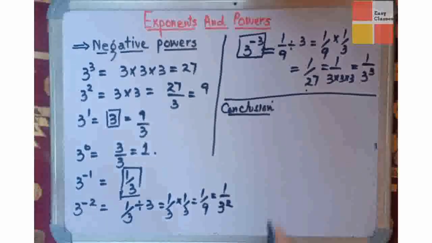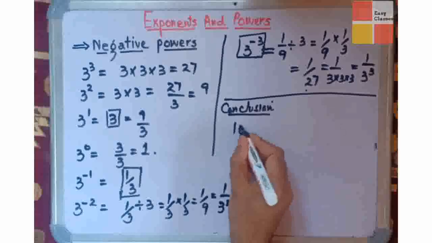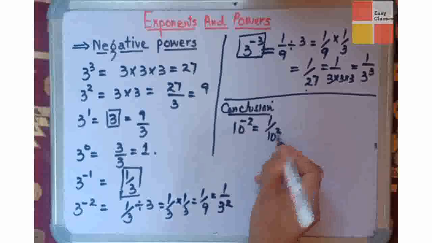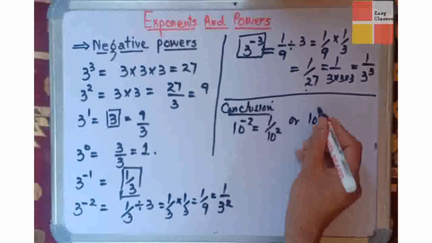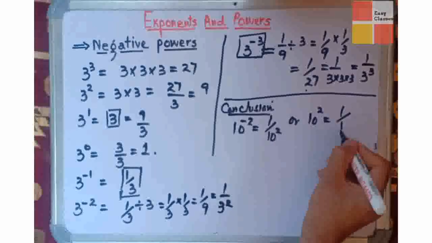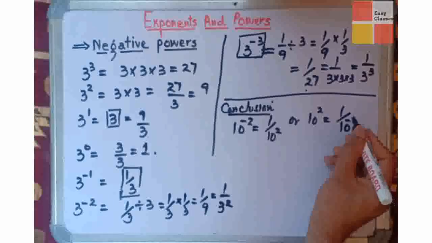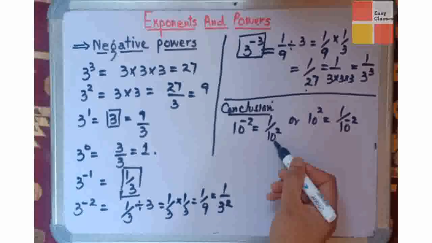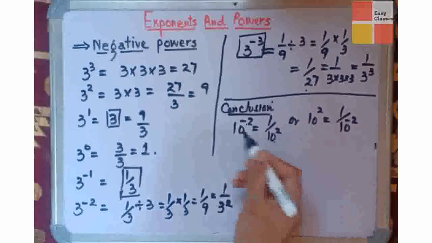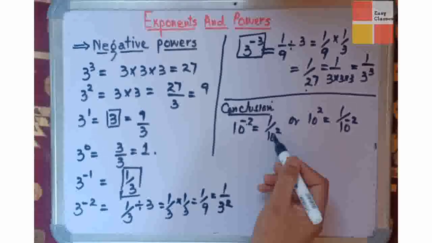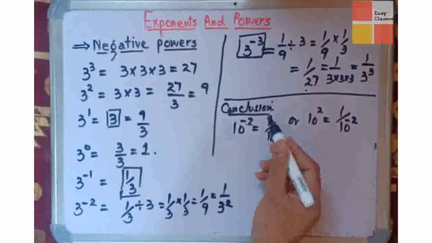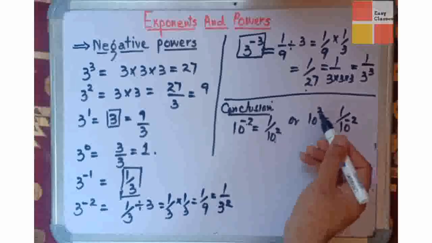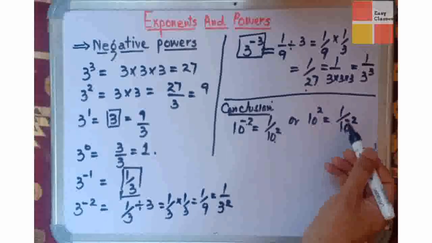So what can we conclude here? We can conclude that 10 raised to power minus 2 is equal to 1 divided by 10 raised to power 2. Or we can say 10 raised to power 2 is equal to 1 divided by 10 raised to power minus 2. Here minus 2 is a negative integer, and when we put it in this form, we get 1 divided by 10 raised to the positive integer 2. Similarly, 10 raised to positive integer 2 is equal to 1 divided by 10 raised to negative integer 2.